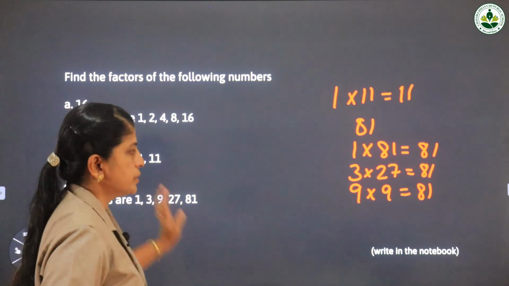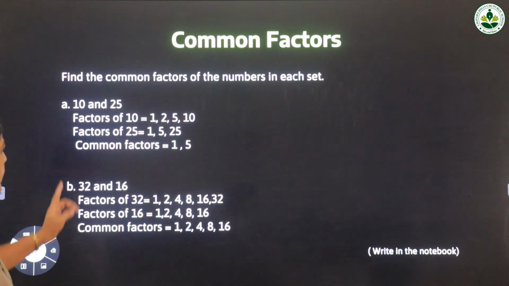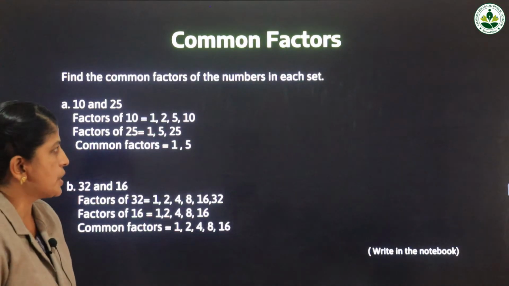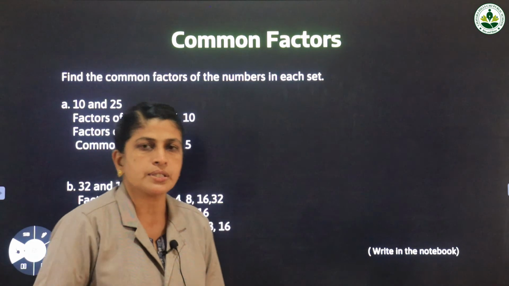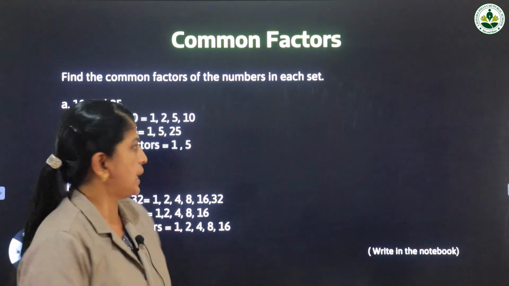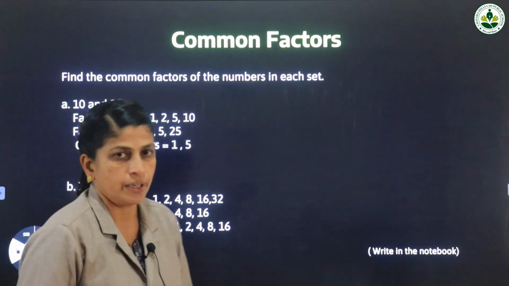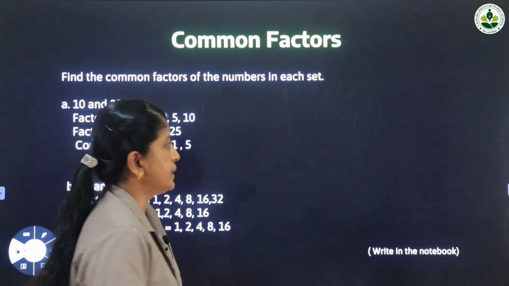Okay, equal to that number. These are the properties of factors. Then find the common factors of the numbers. To find the common factors, first we have to find out the factors of each number and then find out the common factors. 10 and 25. We need to find the common factors of 10 and 25.